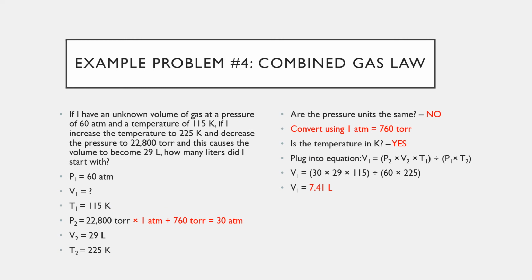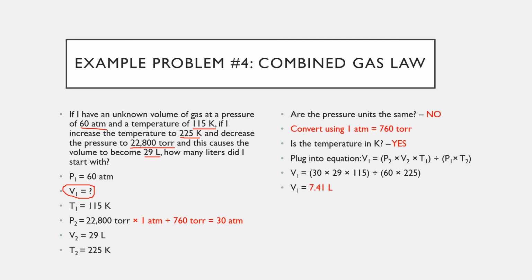Okay. Now, this is your last example for the combined gas law. As we're reading, we have an unknown volume of a gas. Okay, so we don't know the volume. The pressure is 60. The temperature is 115 Kelvin. Now they say they increase the temperature to 225 Kelvin. So that's your second temperature. The pressure is decreased to 22,800 torr. And this causes the volume to be 29 liters. Okay. How many liters did I start with? So we're looking for volume 1 because we don't know what we started with.